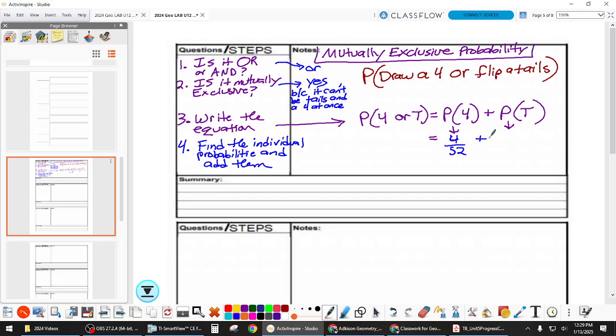What's the probability of flipping a tails? 1 out of 2, yeah. Uh-oh, we have different denominators. How do we deal with that? We have to add our fractions. How do we do that?